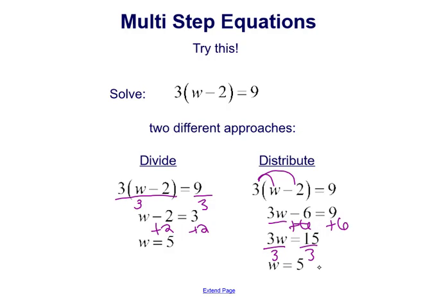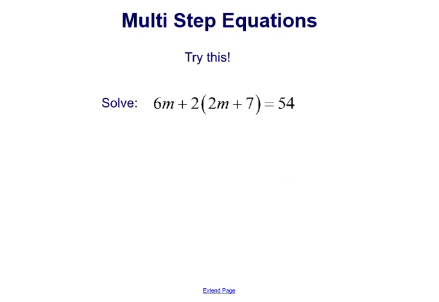Now, you don't always have the choice of your two different approaches. Sometimes you have to distribute. So in this example here, it's asking us to solve the equation 6m plus 2 times the quantity 2m plus 7 equals 54. Now, here we have this term of 6m first before the 2 times the quantity of 2m plus 7. You have a term affecting the product of that other 2 times 2m plus 7. So we cannot divide by 2 here. We have to distribute.